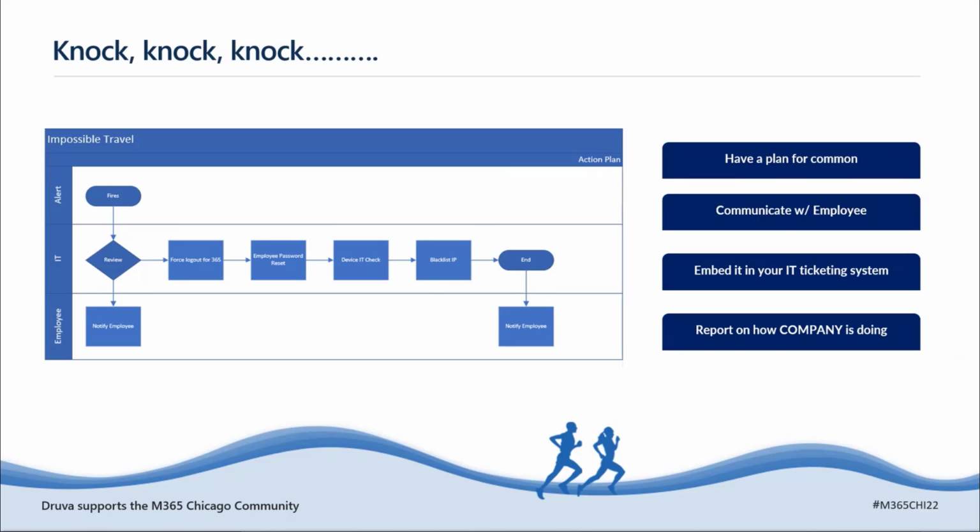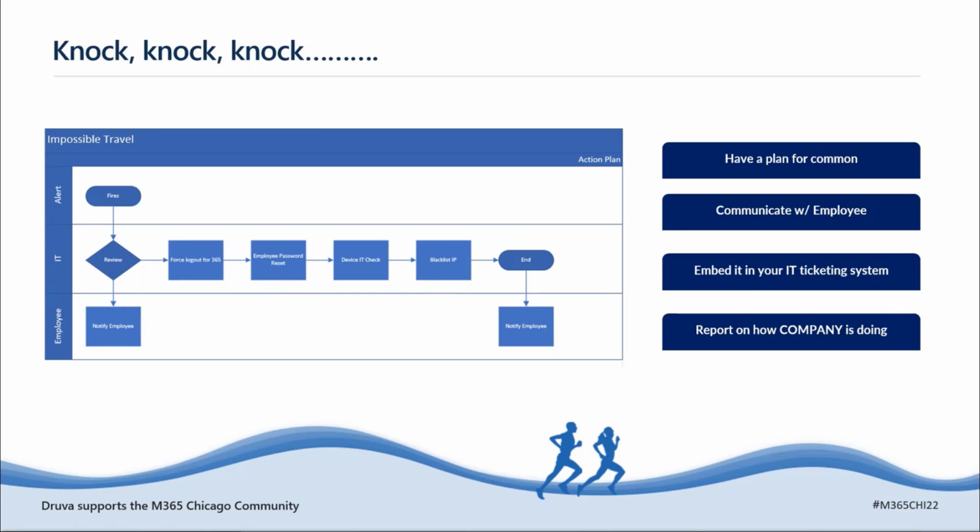And I know from an IT perspective, oftentimes IT is the worst at documenting or creating policies that they want to follow themselves. I've been part of IT, so I understand that. But the response for those alerts doesn't have to be complicated. Impossible travel alert: force a log out, reset the employee's password, scan that device for any malware, blacklist the IP. And if you are a larger company and you have some training, send them a training link. That's an open and closed case.